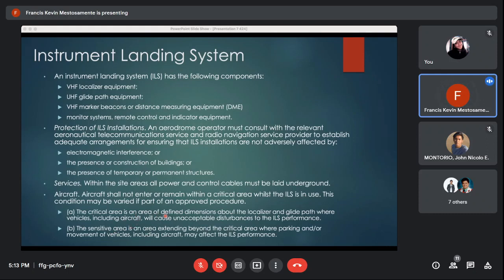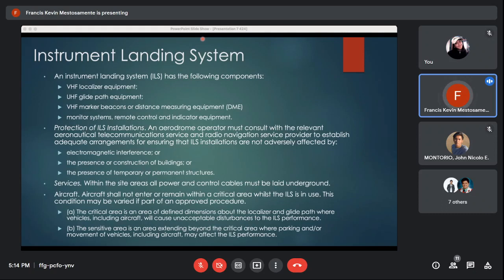The critical area is an area of defined dimensions about the localizer and glide path where vehicles, including aircraft, will cause an unacceptable disturbance to the ILS performance. The sensitive area is an area extending beyond the critical area where parking and or movement of vehicles, including aircraft, may affect the ILS performance. So the critical and the sensitive area are both restricted areas. Both need a clearance from the authority or with the ATC.